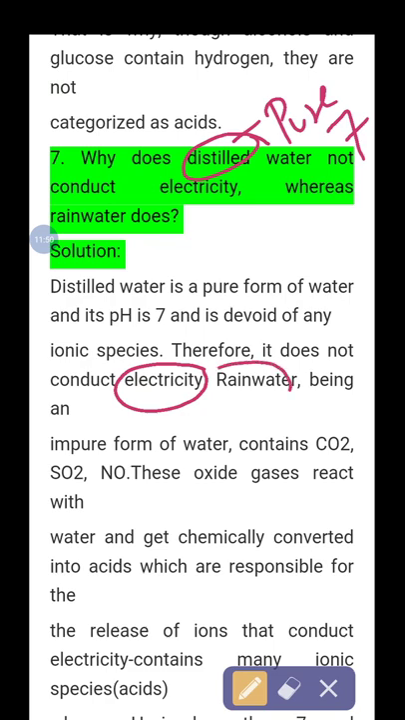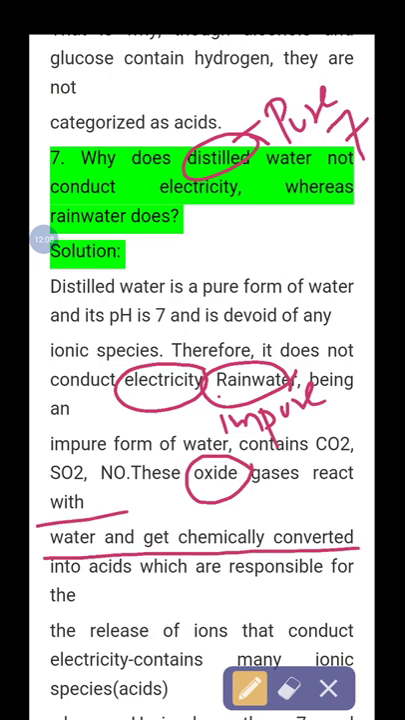While rainwater is impure. The impurities come from the atmosphere, like carbon dioxide, sulfur dioxide, nitrogen oxide, and other dust particles. All these oxide gases react with water and get chemically converted into acids, which is responsible for the release of ions that conduct electricity.